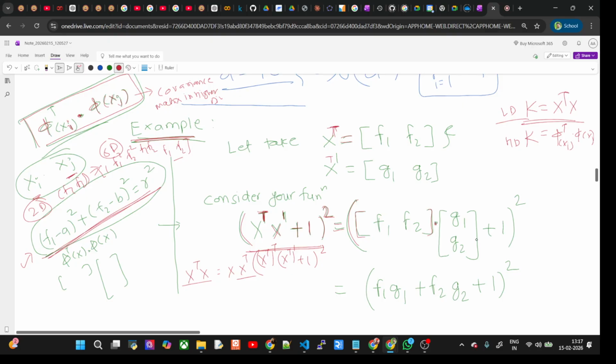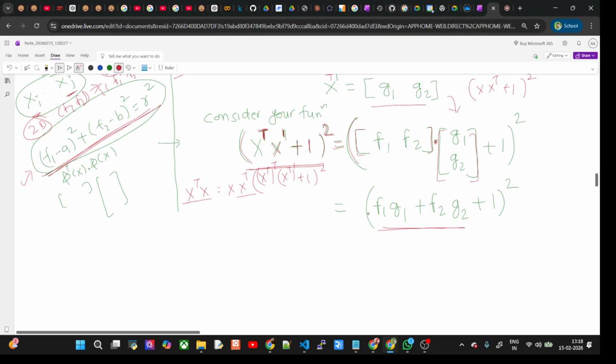This is just one example I am trying to show, so it's easy for me to do the multiplication. That's why I just showed f1 f2, and here g1 g2. The xi is not g1 g2, but I'm just transposing this one. So you can consider x transpose plus 1, whole square. But the main aim is to make it this way: f1 g1 f2 g2 plus 1 whole square. This is just one example.